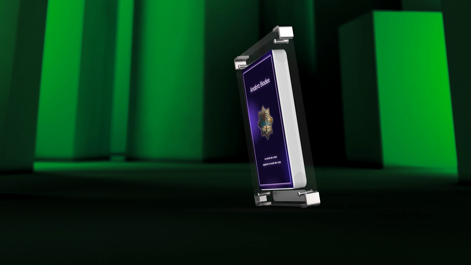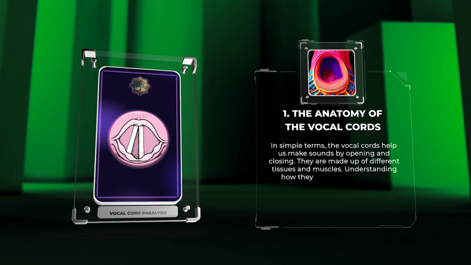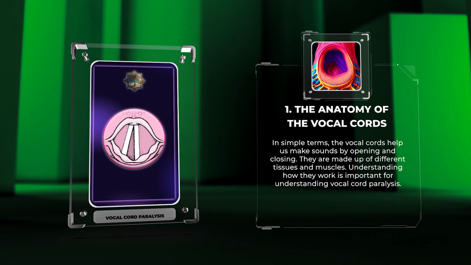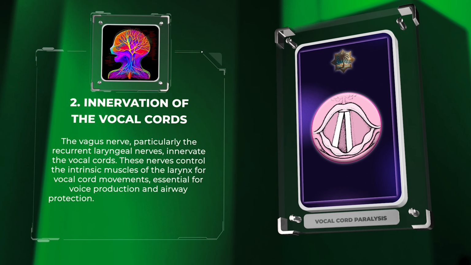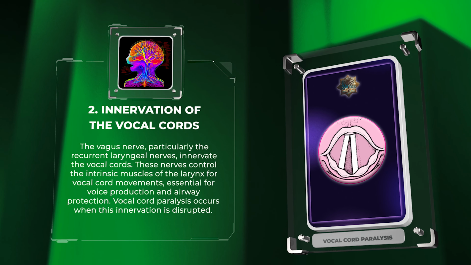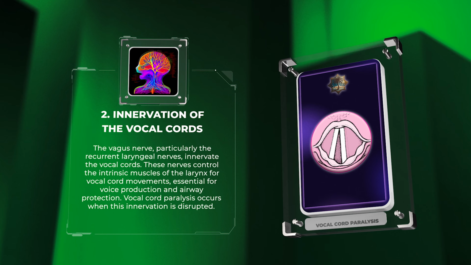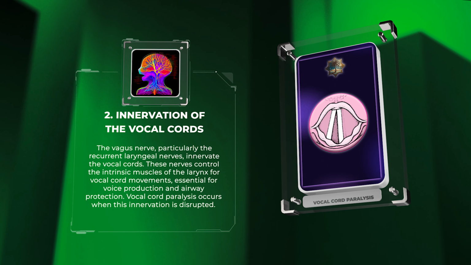In simple terms, the vocal cords help us make sounds by opening and closing. They are made up of different tissues and muscles. Understanding how they work is important for understanding vocal cord paralysis. The vagus nerve, particularly the recurrent laryngeal nerves, innervate the vocal cords. These nerves control the intrinsic muscles of the larynx for vocal cord movements, essential for voice production and airway protection. Vocal cord paralysis occurs when this innervation is disrupted.